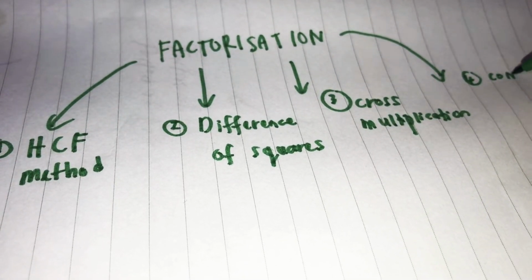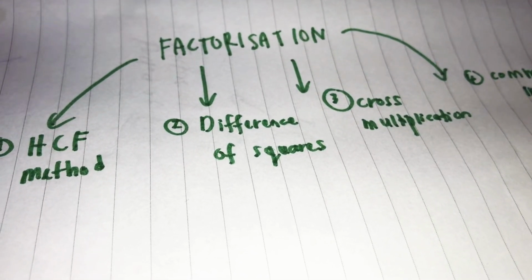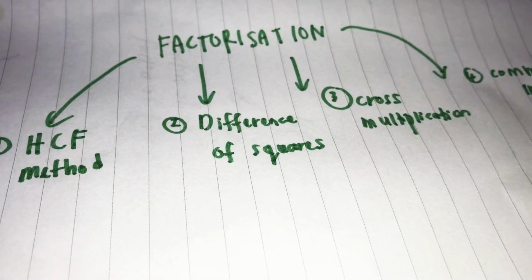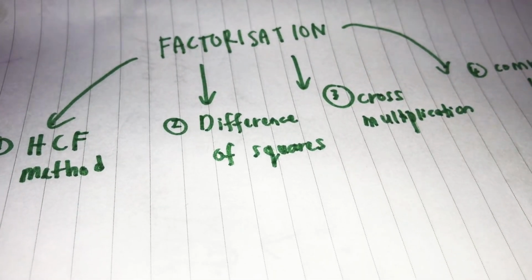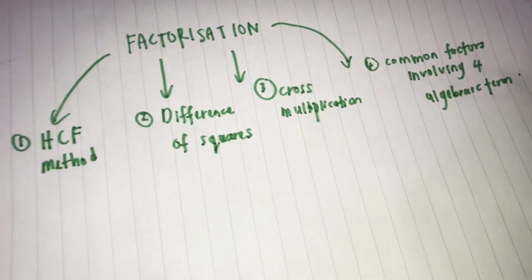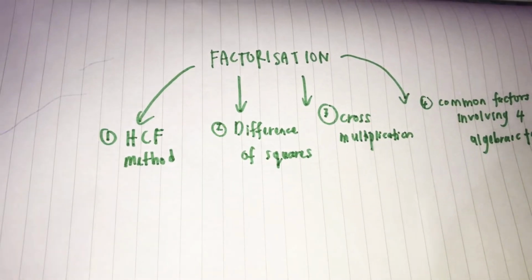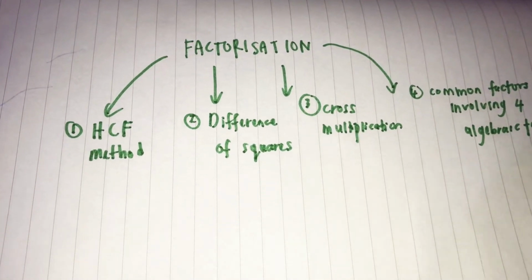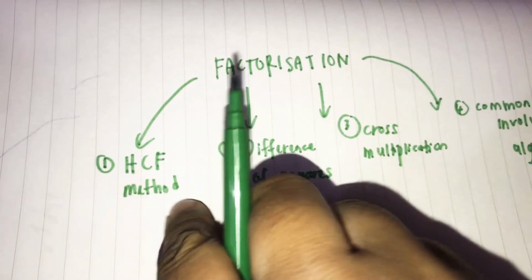Okay, if you understand these 4 methods, you can solve all the questions related to factorization and simplifying algebraic expressions. You just need to understand these 4 methods. Okay, now I will go to the highest common factor method.